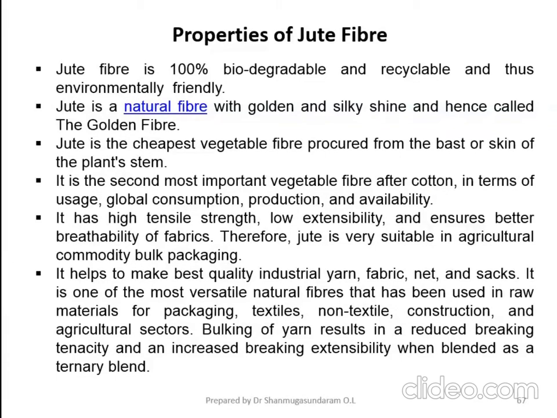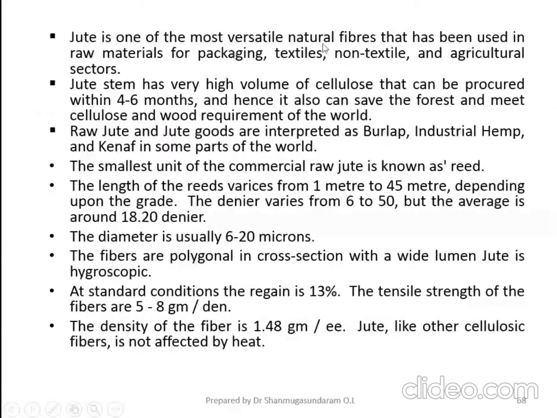Jute yarn is used for packing materials. It helps to make best quality industrial yarn, fabric, net and sacks. It is one of the most versatile natural fibers that has been used as raw material for packing, textiles, then non-textiles, and it is also used in construction and agriculture sectors.